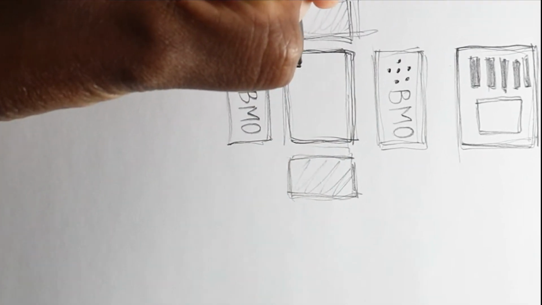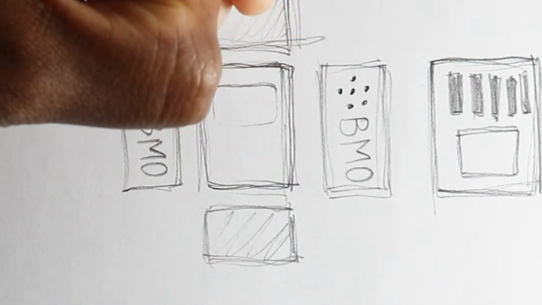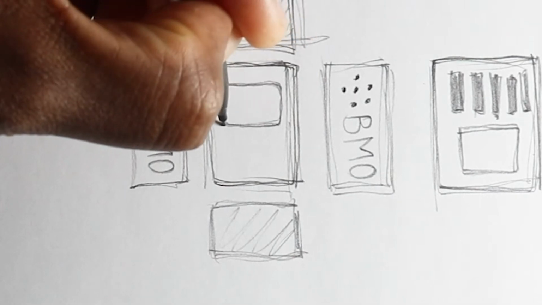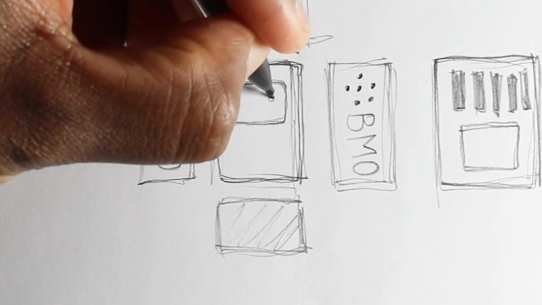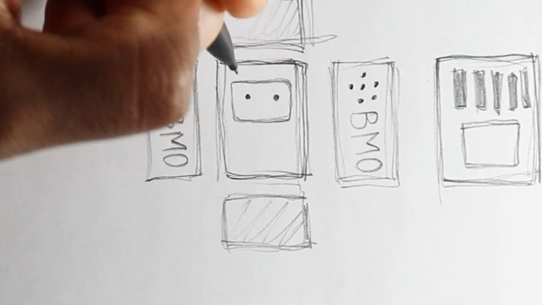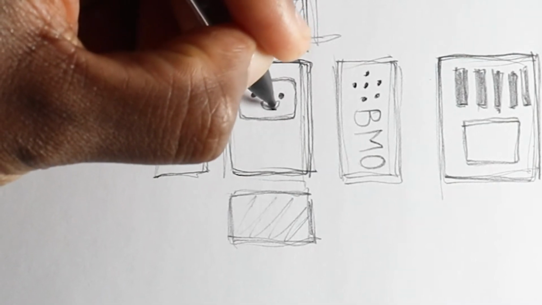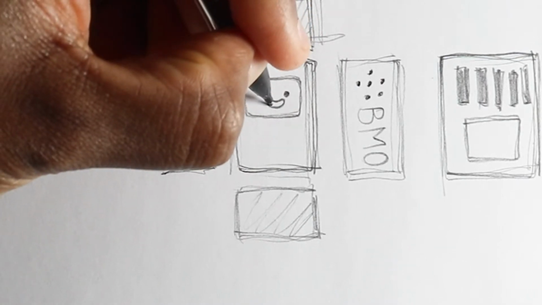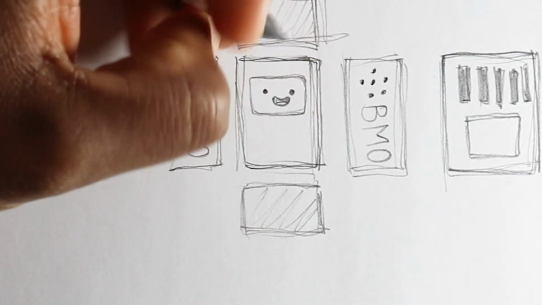Now the face of BMO, you could start with his, like the screen or the face. It's just a rectangle. And then he's got little dot eyes and then a cute little smile. The expression could be so many things, but for now we'll do this little smile.